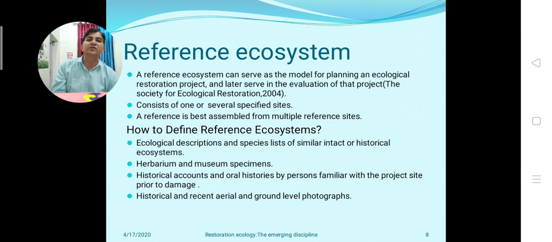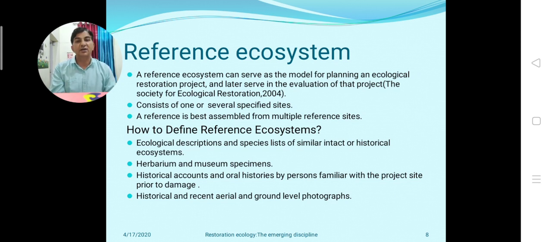So how can you define a reference ecosystem? Ecological descriptions and species lists of similar intact or historical ecosystems can be maintained. Herbarium and museum specimens can be taken care of. You can go and see the herbarium and museum specimens. By that you can have an idea: yes, these types of species used to be present at that time.